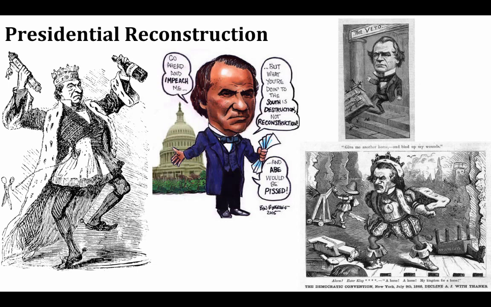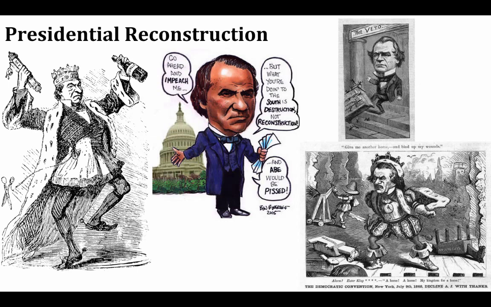We don't have a lot to go on because obviously he was killed, and we never got to see what his plan actually was. Unfortunately for the Republicans, Lincoln's vice president was a Democrat. And so that's obviously going to be an issue for the Republicans. So when President Johnson comes into power, he's going to favor a very lenient policy. And his policy is known as presidential reconstruction.